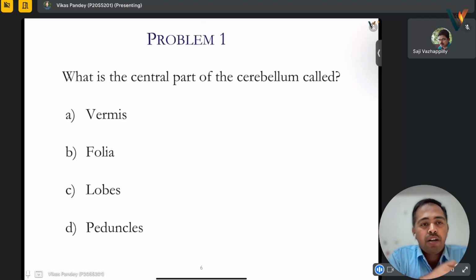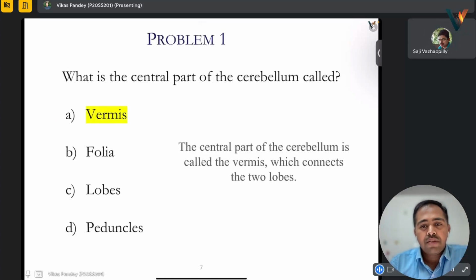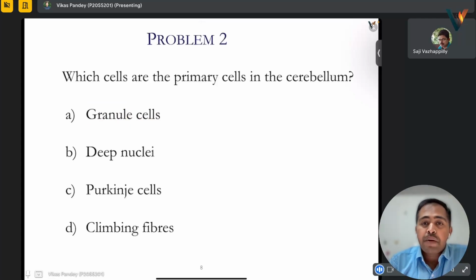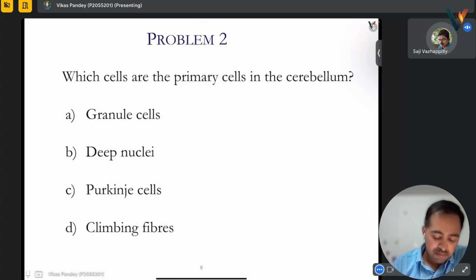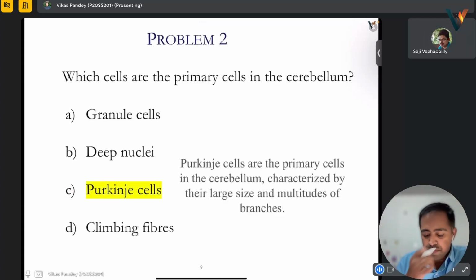So let's start with the problems. What is the central part of the cerebellum called? Vermis, folia, lobes, or peduncles? Vermis, sir, because that is the separation which connects the two lobes. Which cells are the primary cells in the cerebellum? Granule cells, deep nuclei, Purkinje cells, or climbing fibers? I think Purkinje cells, no? Purkinje cells, yes.